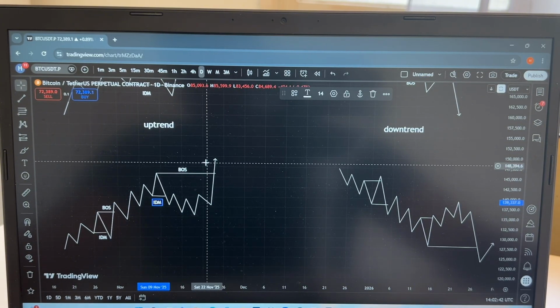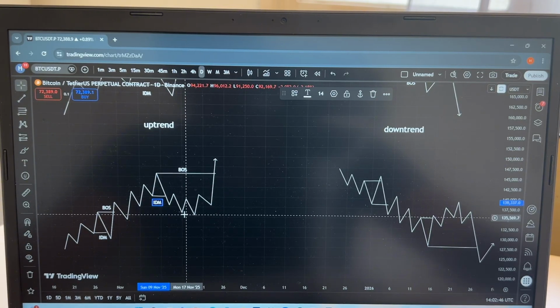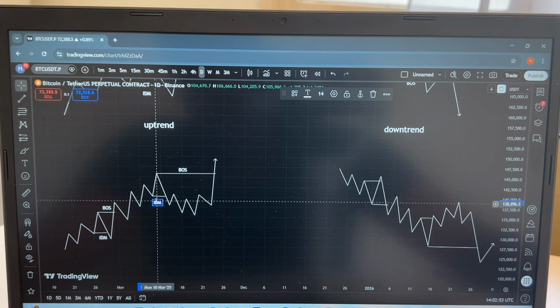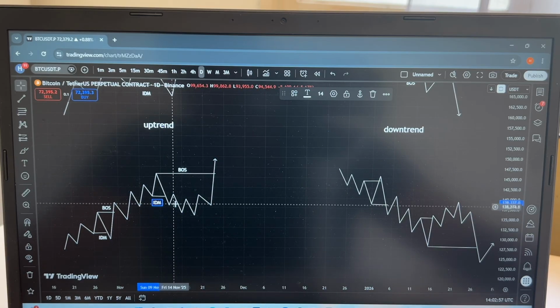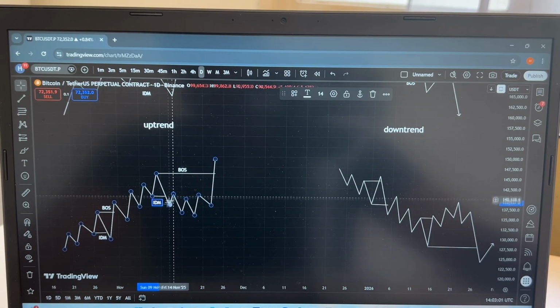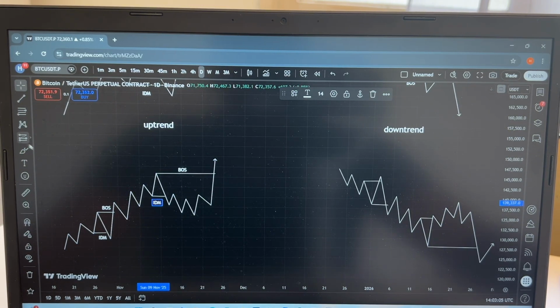Even though this movement is not clean, like it does not hunt the previous low with a single movement, it has taken a bit of time, right? So let that happen. Just mark this low as the inducement, and then you can wait for the confirmation of the BOS. Okay, just like that.